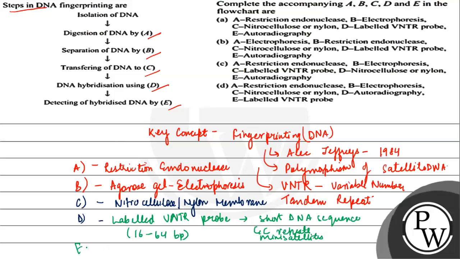Now we will be talking about E: autoradiography on X-ray sheet. Through this autoradiography, the detection of hybridized DNA is carried out. So these are the answers, and we can say the correct option is A. Option A is the final answer.